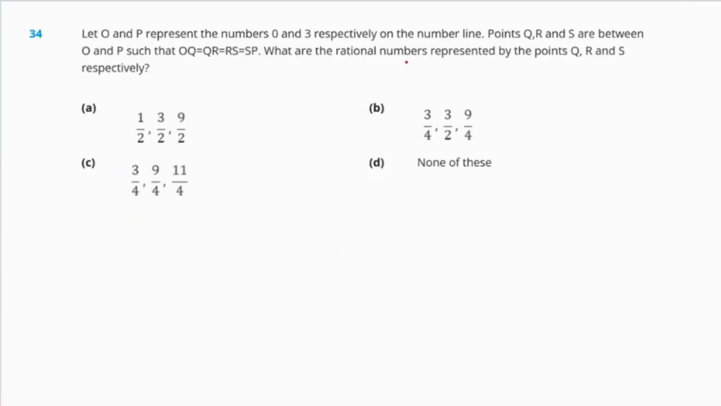Next question, let O and P represent the numbers 0 and 3 respectively on the number line.